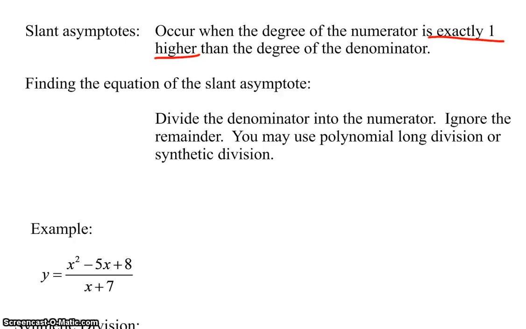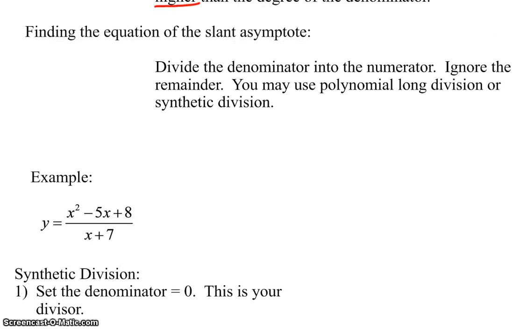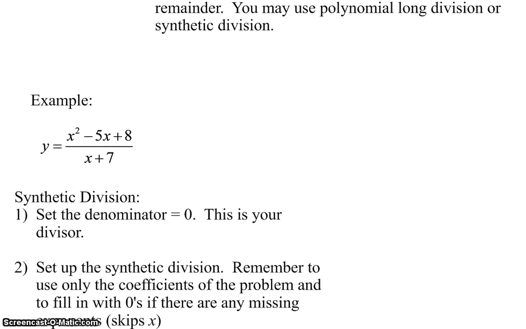The way you find the equation of the slant asymptote is to actually divide the denominator into the numerator. You can use polynomial long division, which most of you aren't very comfortable with, or you can use synthetic division, which you learned about last year in Algebra 2. These are the steps for synthetic division.